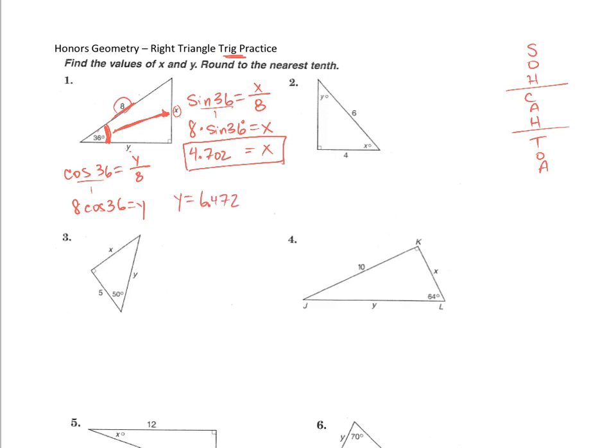So 8 cosine 36 comes out to be y being 6.472. I told you guys to go to 4 places. You can go to 6.4721. Again, to remind you, go to four places if you're taking the ratio. But in this case, we're just solving for the side length. You could have gone to the 10th like it's set up here, but I'm going to be consistent and just go to 3 or 4 places.